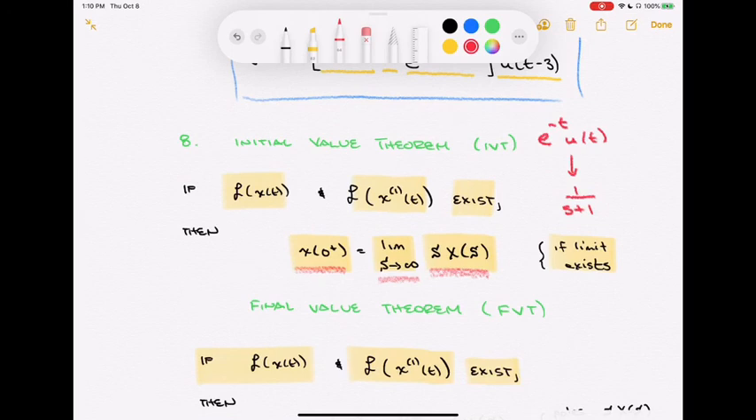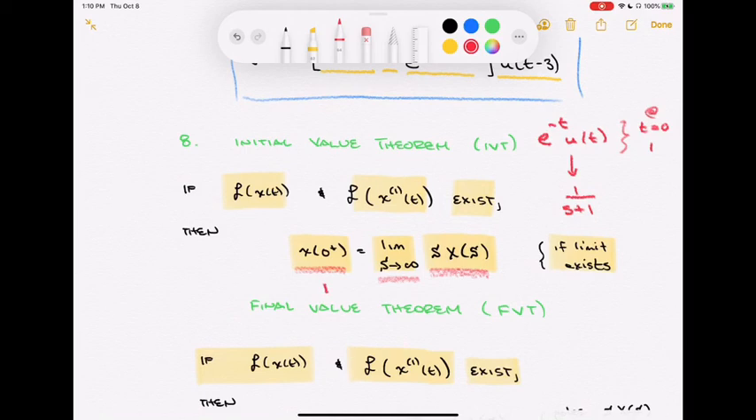The initial value theorem says that x of 0, which we can explicitly get in this case. What is x of 0? We're going to get e to the 0, that's just 1, times u of 0, which is 1. At t equaling 0, we get a 1 on that guy, right? So in this particular case, x of 0 is 1.